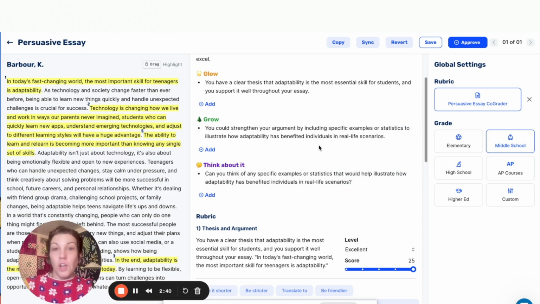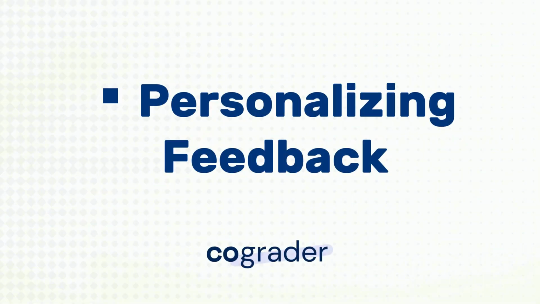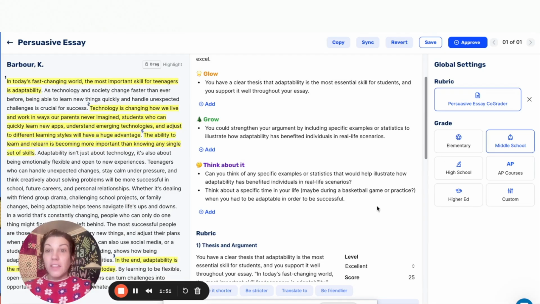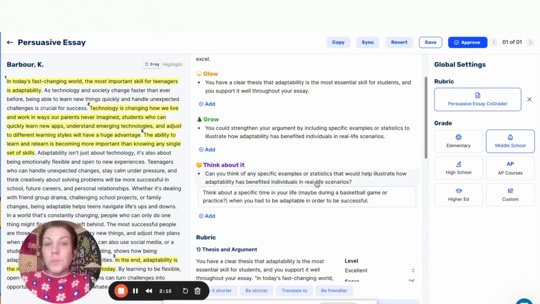Now, that was a big thing talked about in class, so I want to make sure that the student does have very specific examples. This think about it question, I think, is really helpful because it is getting the student to think about, okay, what is a specific example or statistic? And I'm actually just going to add a think about it question that I want this specific student to think about. The thesis of this student's work was that people need to be adaptable in order to be successful in modern society. So I added, think about a specific time in your life, maybe during a basketball game or practice, when you had to be adaptable in order to be successful.